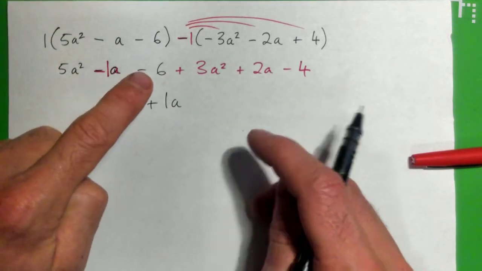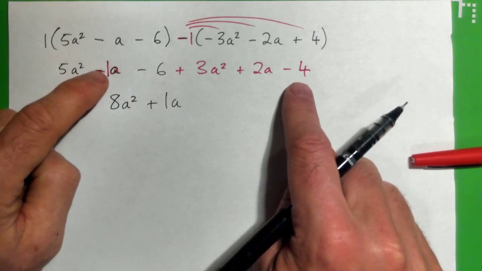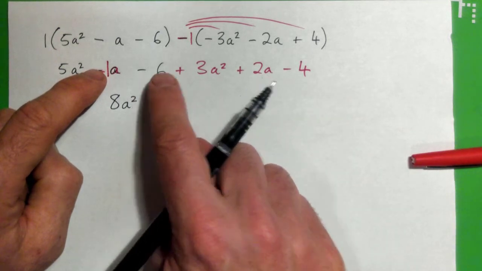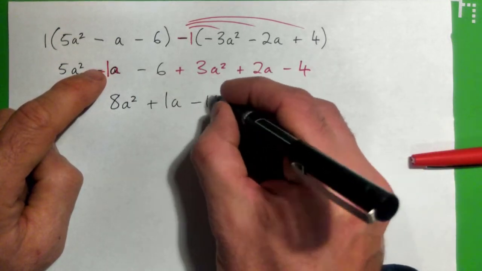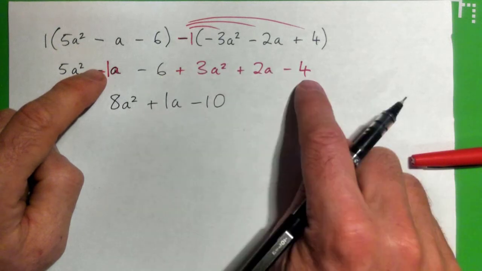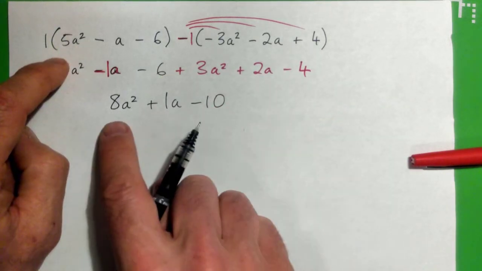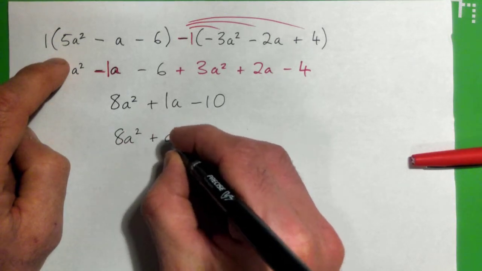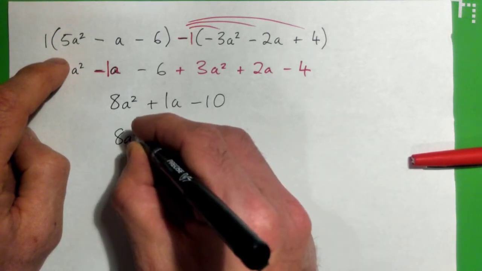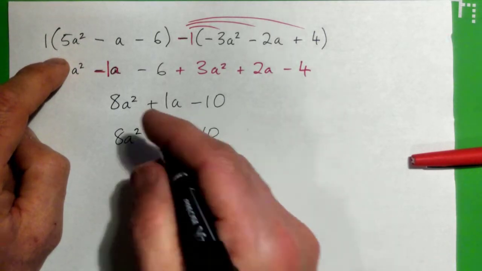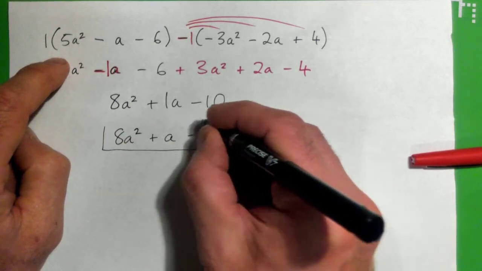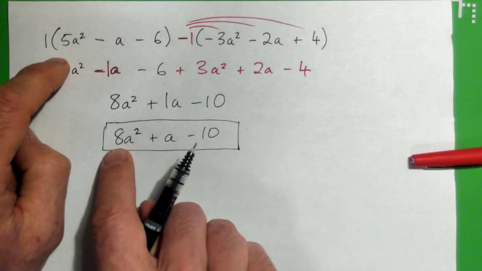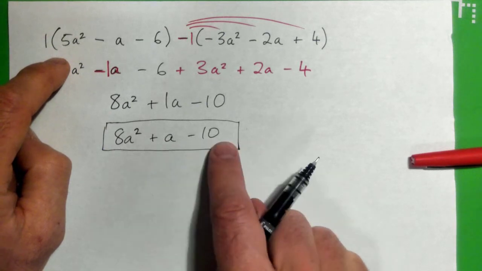And then negative 6 minus 4. Right. I'm in debt by $6. I spend $4. I'm in debt by 10. Or 6 bad guys and 4 bad guys makes 10 bad guys. So we have 8a squared plus 1a minus 10, which can also be written just 8a squared plus a minus 10. Now these are not like terms, and so we cannot add them or subtract them any further. So that's our answer, 8a squared plus a minus 10.